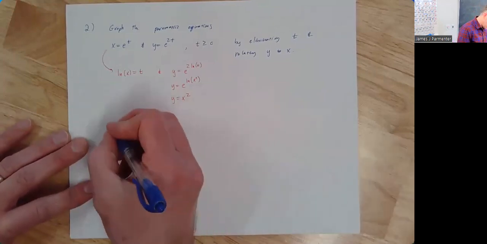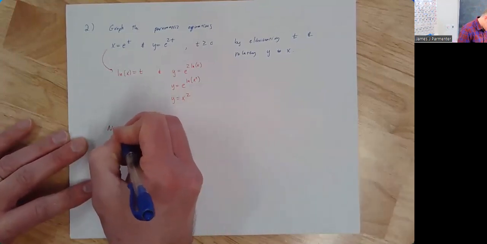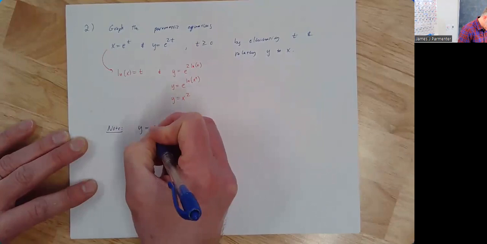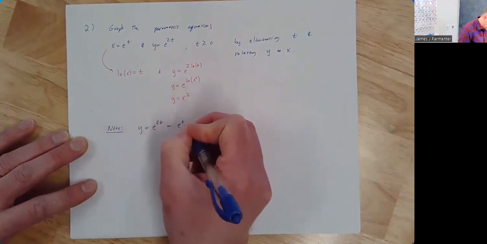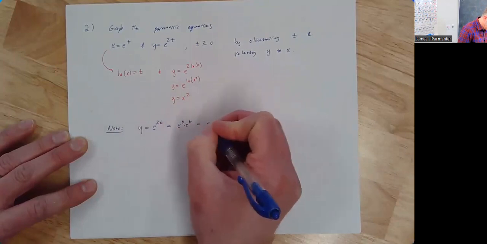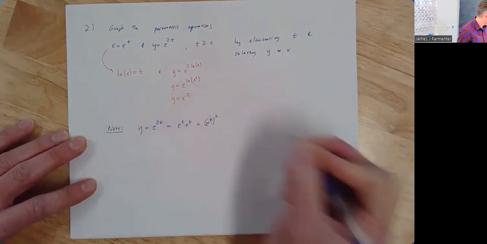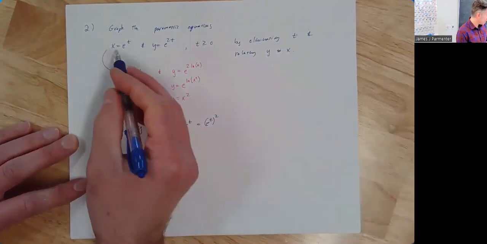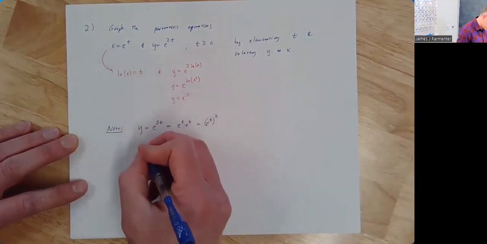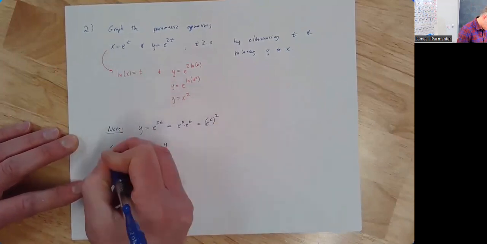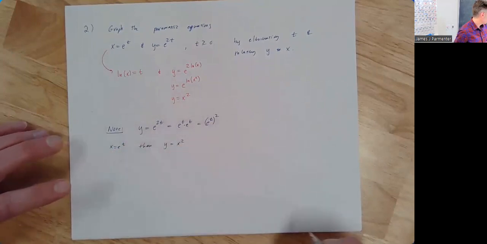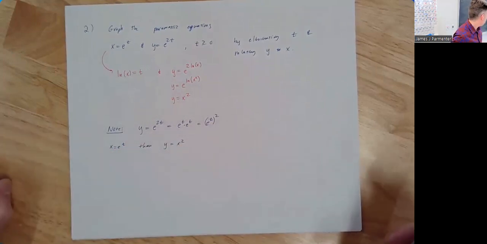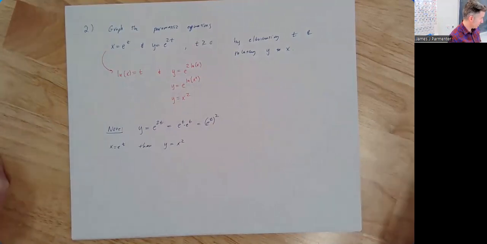If I noted that y is equal to e to the 2t, which is really e to the t times e to the t, or if you prefer, e to the t squared, then it's really, really easy to see that x being equal to e to the t means y is equal to x squared. Much, much easier. So sometimes if you can see a thing, you should just try and see the thing.